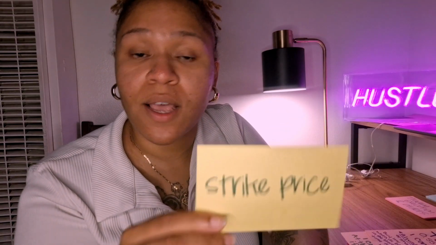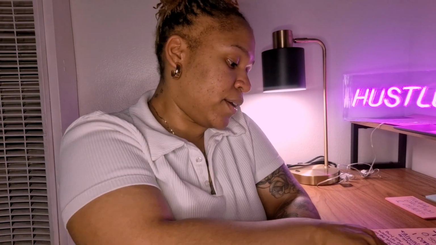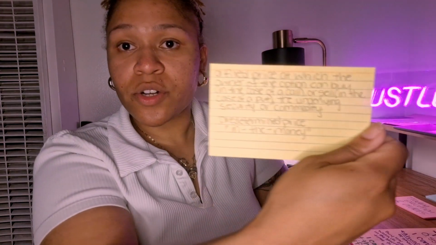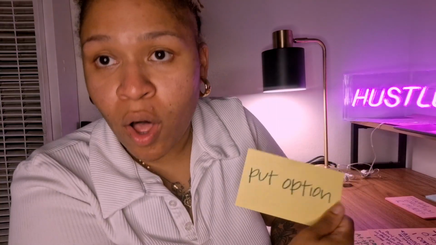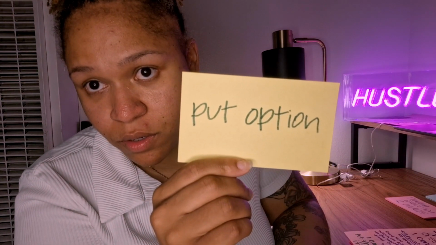Strike price, okay, a fixed price at which the owner of the option can buy in the case of a call or sell in the case of a put the underlying security or commodity. So this is the predetermined price. And let y'all see that one. Put option. So remember we had a call option for what kind of chart? Here's a put option for a bearish chart.